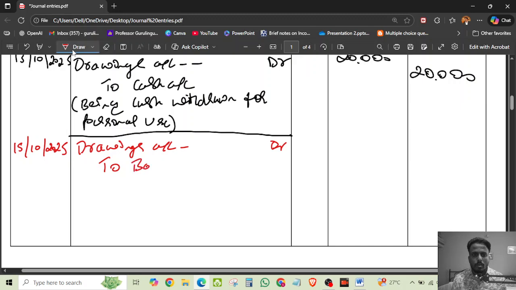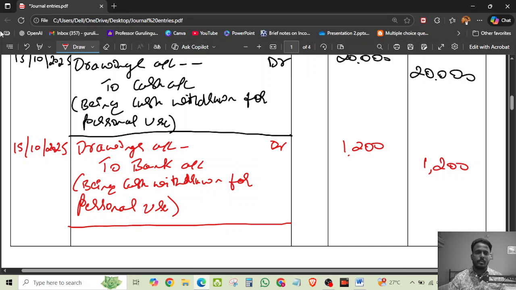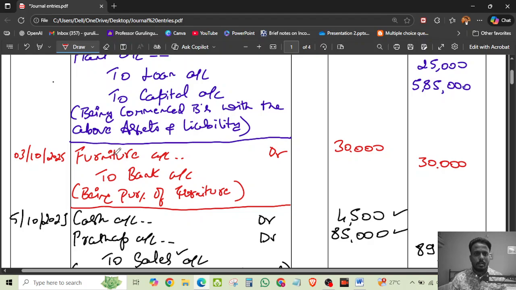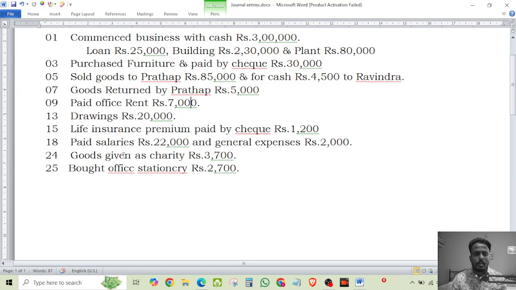to bank account, being cash withdrawn for personal use. Again we need to close the particular column only. So amount is 1,200. Here also we need to pass 1,200. So I hope all of you are understanding. We are done with journal entries 1, 2, 3, 4, 5, 6, 7. There are a few more to go.